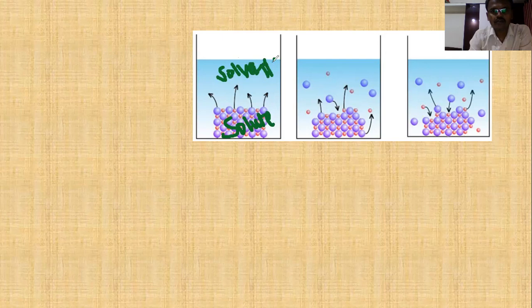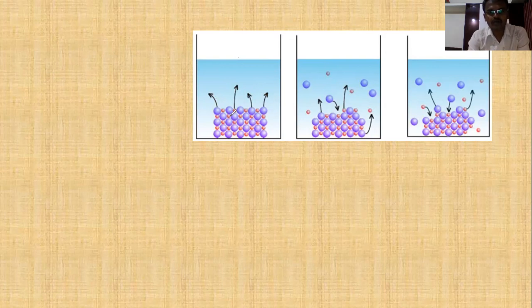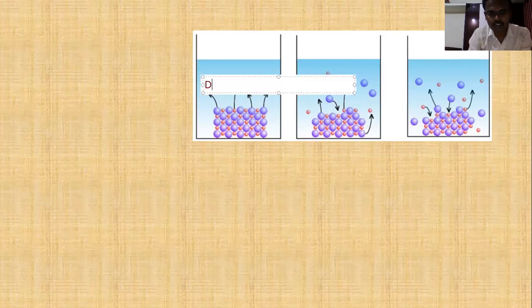Initially, when we put solute into solvent, what happens? The solute particles tend to go into the solution as individual ions. When we put sodium chloride into water, it tends to become Na+ ions and Cl- ions. Similarly, here also, the solid particles tend to go into the solution. They become individual particles and get dispersed between the molecules of the solvent. That is the initial process, and that process is known as dissolution.